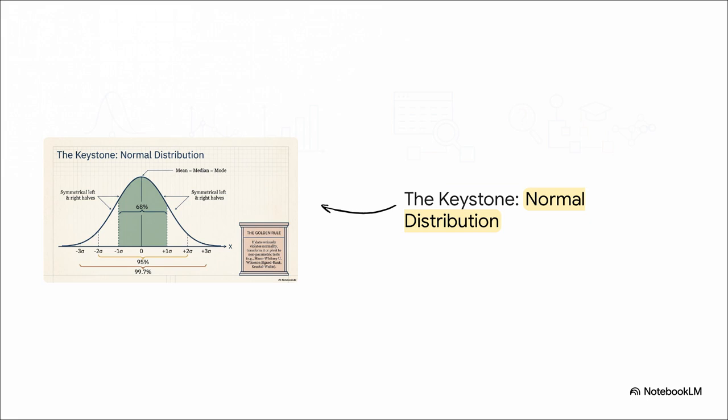When your data follows this perfectly symmetrical, bell-shaped curve, your mean, median, and mode all sit perfectly right in the center. And because of this symmetry, the data behaves completely predictably. Exactly 68% falls within 1 standard deviation of the mean. That scales up to 95% at 2, and a massive 99.7% at 3 standard deviations.